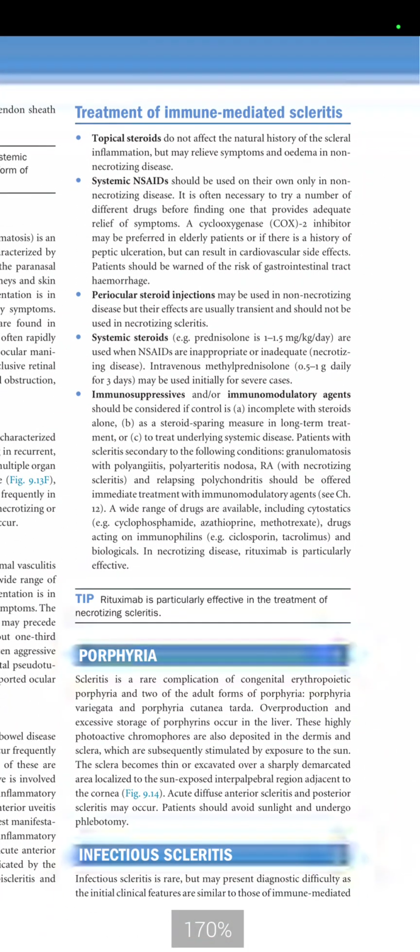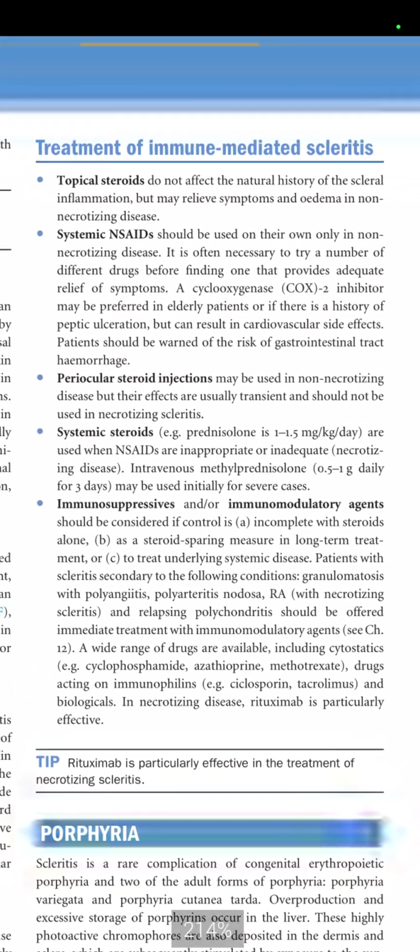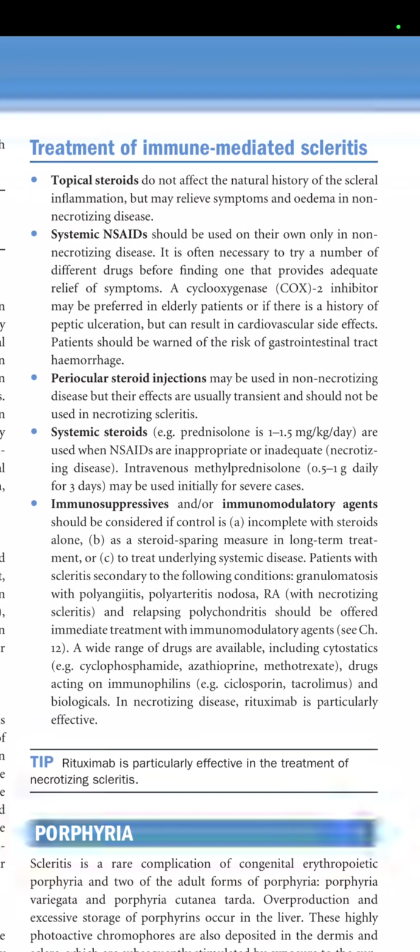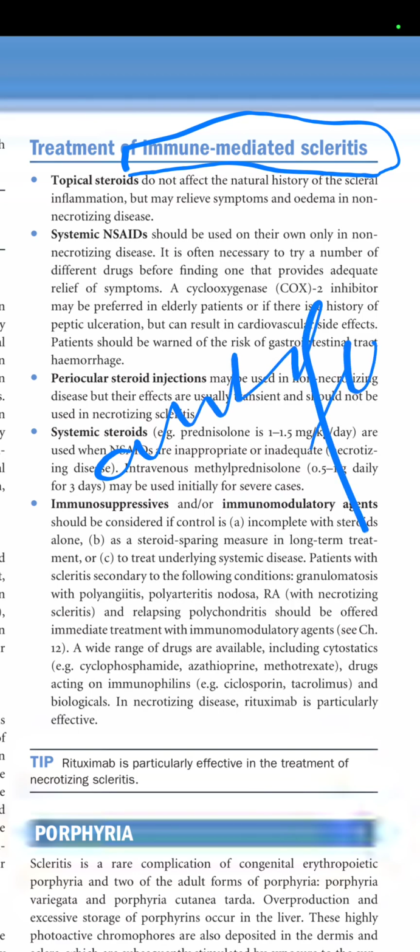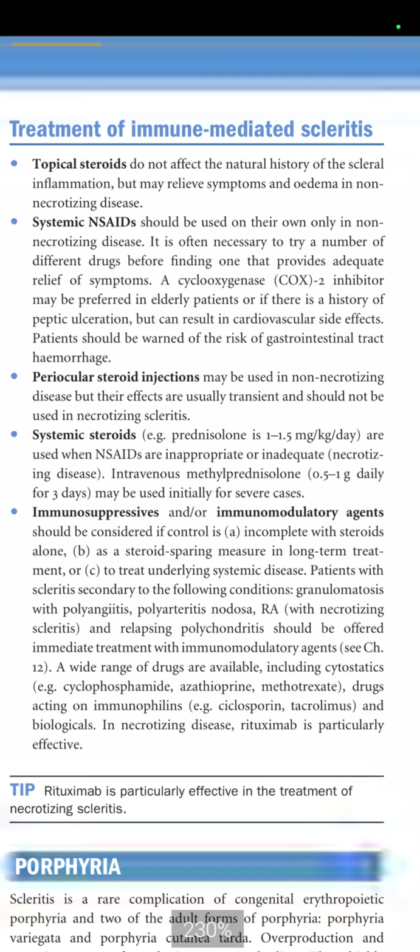So next is the treatment of immune-mediated scleritis. Immune-mediated scleritis is treated with topical steroids. Basically, with immune-mediated scleritis, you have to give anti-inflammatory agents like steroids. You can give biological blockers. You can give immunosuppressants like azathioprine. Topical steroid, and of course you have to treat the systemic disease as well.